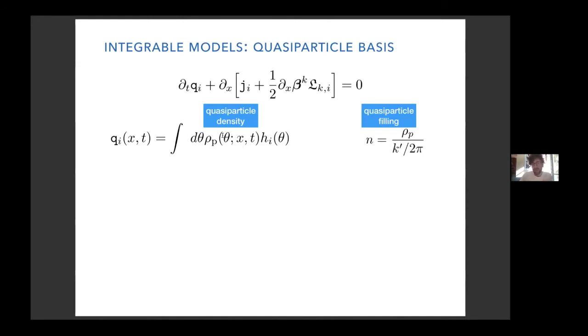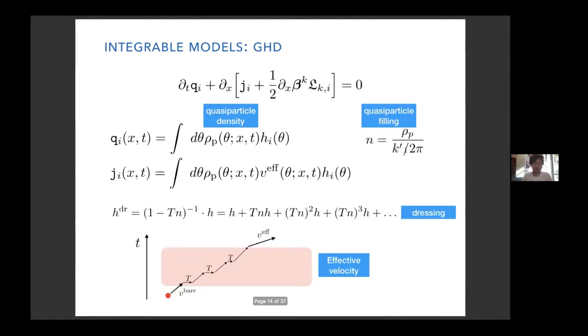The density for theta, the initial quasi-particle in the system, is a function of position x and time t: there will be a density of quasi-particles at position x and t. The densities of charges are like the moments associated with this density. We can also associate a filling, which is just this density divided by the density of states. It's just a different parameterization.